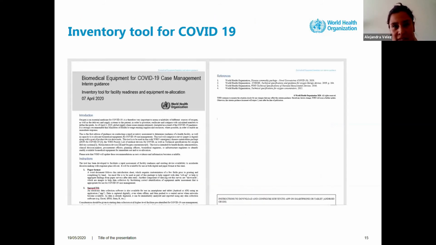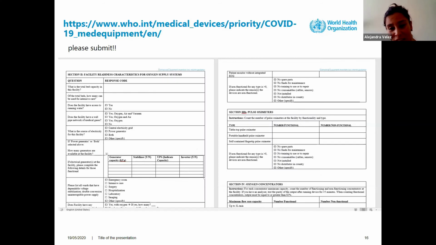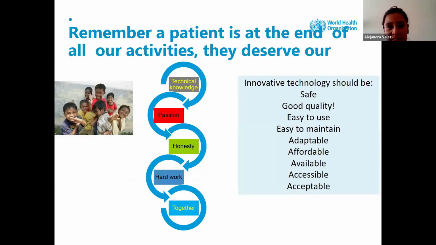Finally, just a reminder that there is this inventory tool for COVID that can also help as guidance for readiness of your health facilities. So please fill it in. Here you will see some questions about the availability of power requirements and the oxygen and air inlet pressure, etc. And that's all from my side. I think we continue with the presentations and then questions maybe at the end. Thank you.